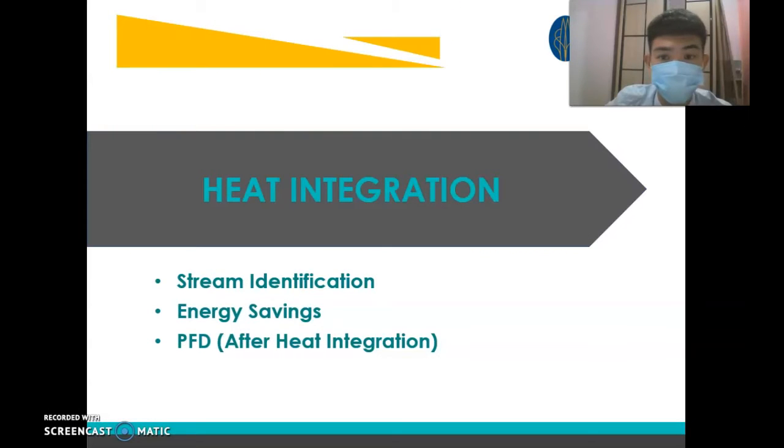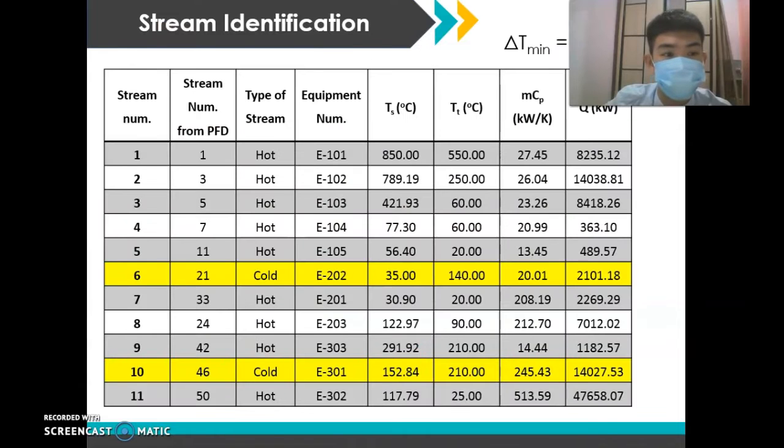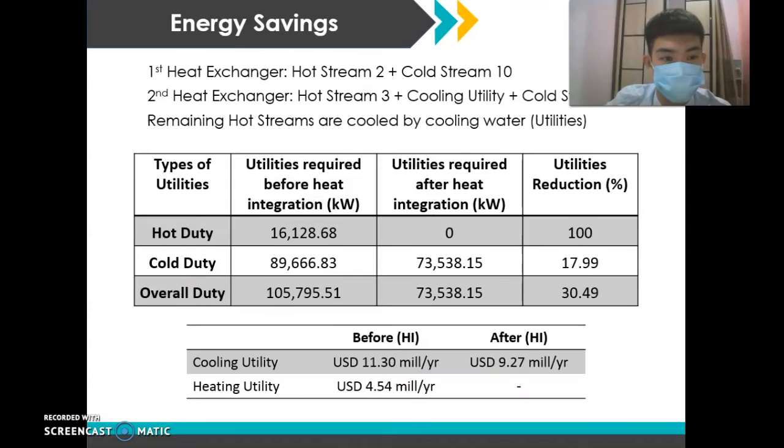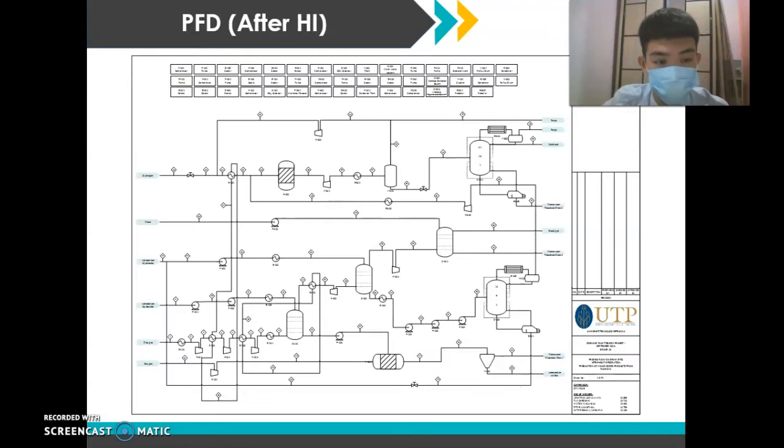Now I will talk about the heat integration. Basically, we have 9 hot streams and 2 cold streams, and the delta T minimum is fixed at 10 degrees Celsius. After heat integration, the utility reduction of overall duty is 30.49%, and we total save 6.56 USD million per year for both hot and cold duty. This is the PFD of heat integration.